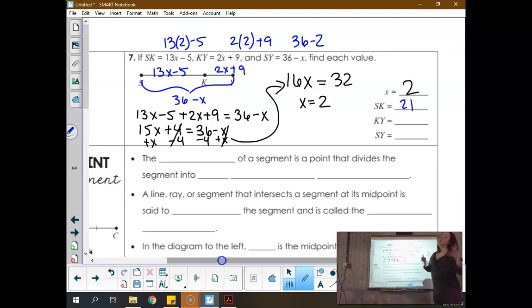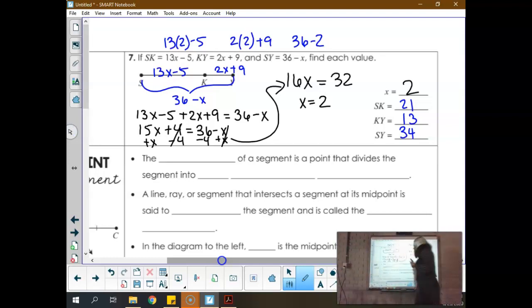2 plus 2, or 2 times 2 is 4, which works out both ways. 4 plus 9 is 13. And 36 minus 2 is 34. I guess you really didn't have to do that one. You could have just added these two together. You would have gotten the same thing. But it kind of helps to see multiple ways.